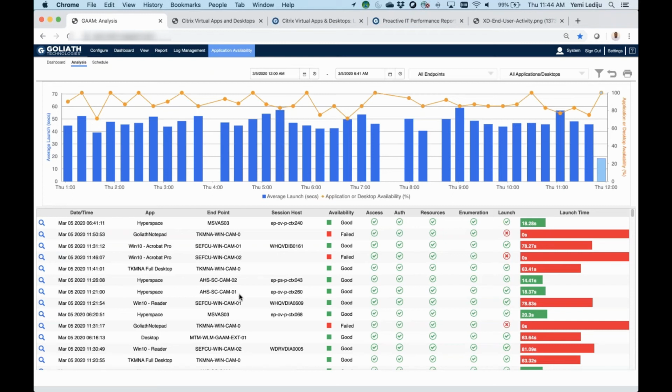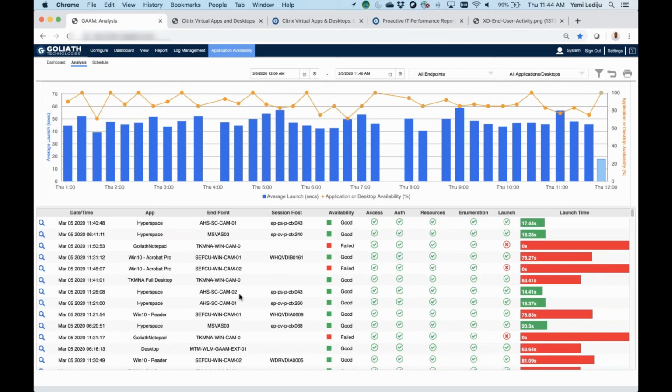Now, the bottom section is typically where they would go when they've gotten an alert saying that a particular resource was not able to be published, preferably before users start to report these issues. They can see the date and time of the launch, what applications were being launched, where they were being launched from, and if they failed, they can see at what stage they failed, so they can go through and solve those issues as quickly as possible.